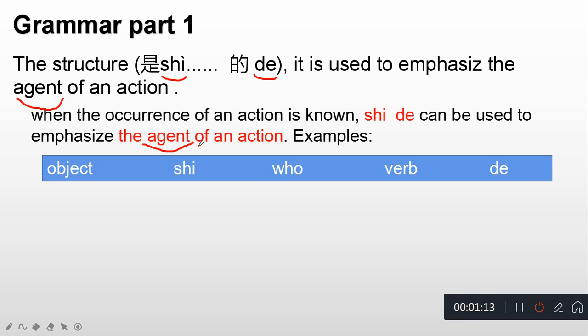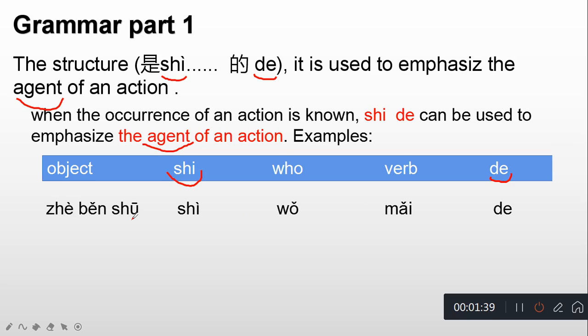Okay, examples. So first of all, there is a basic sentence structure for you. Object with 是, who, verb, and then it is 的. So pay attention. How do we put 是 and 的 in a sentence? Now let's take a look at those examples. Example 1.